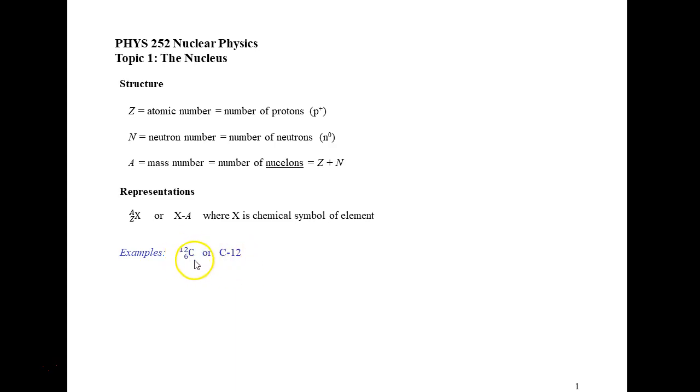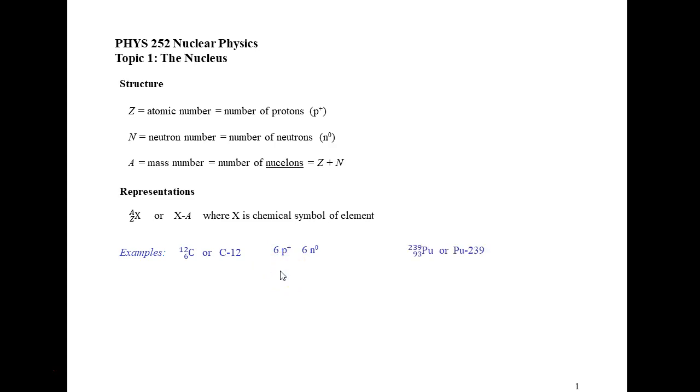The way you could represent that is with the chemical symbol C. You see down here we have the atomic number 6, and then up here the mass number, or you'll see that written as C-12. So how many protons does carbon 12 have, and how many neutrons does it have? It has 6 protons, and the difference between the mass number and the atomic number is the number of neutrons. So carbon 12 has 6 protons, 6 neutrons.